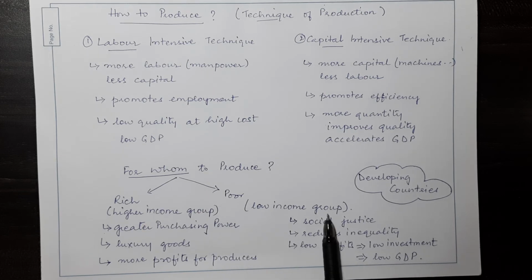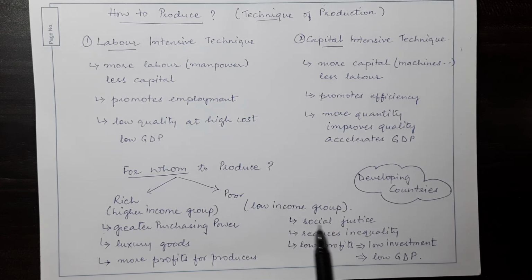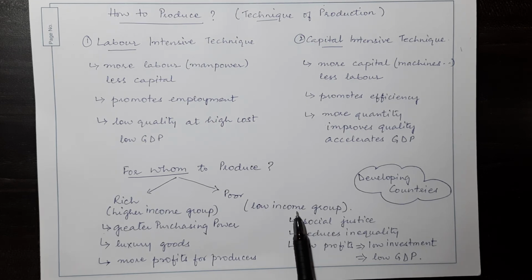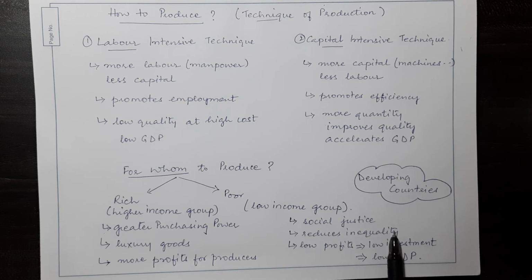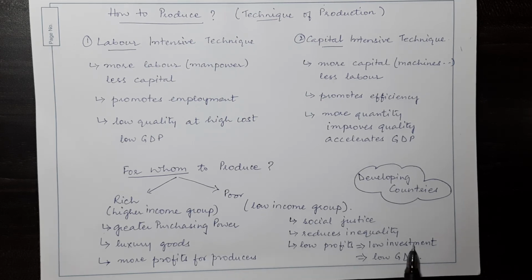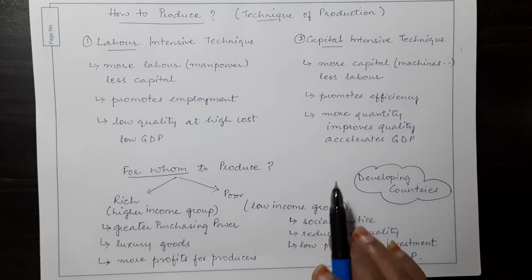Now if you look at the lower income group, one must look at social justice because they cannot afford to buy or they have low purchasing power. If goods are produced for the low income group, it would reduce inequality. Then here, of course, because goods would be produced for a low section or lower income group, the profits will also be low. This would imply that there is lower investment. A lower investment implies lower GDP. That means there will be slow growth rate.